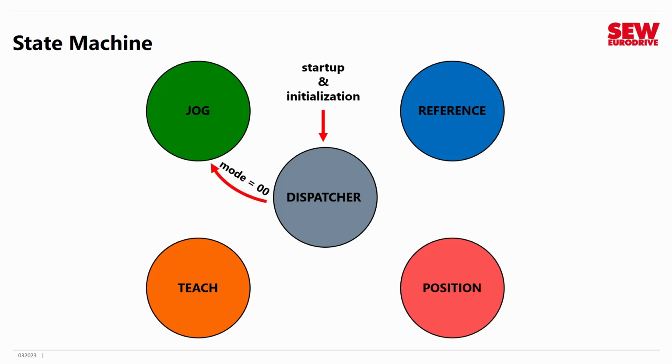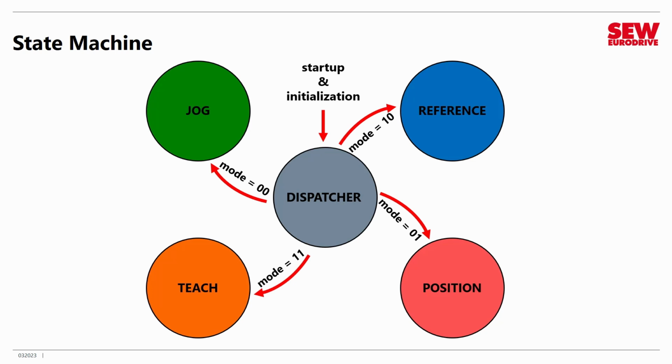So for example, if the mode is 00, you enter the jog state by exiting dispatcher. If you change to mode 01, you're going to exit dispatcher, go into position. If the mode is 10, you exit dispatcher and go into reference. And if mode is 11, you exit dispatcher and go into teach.